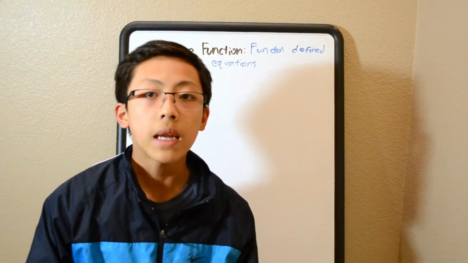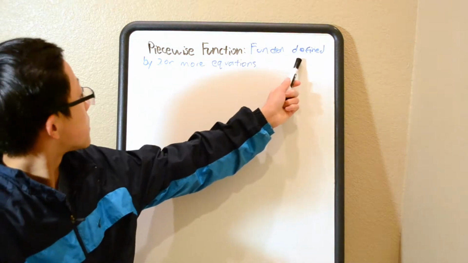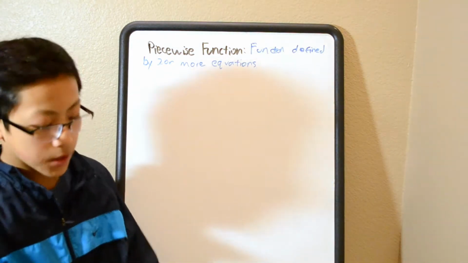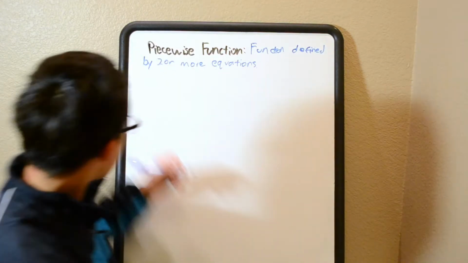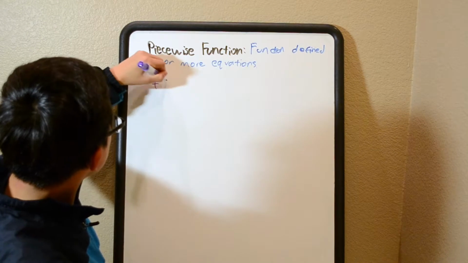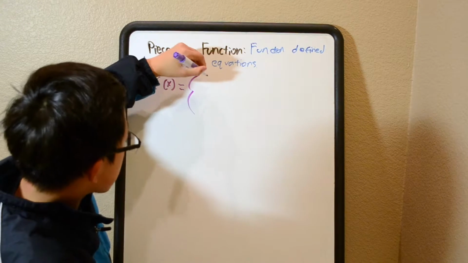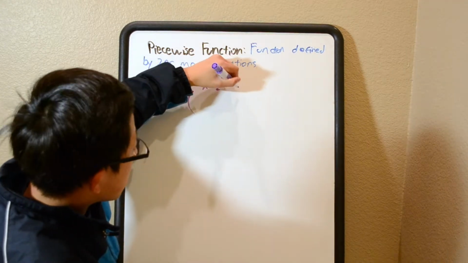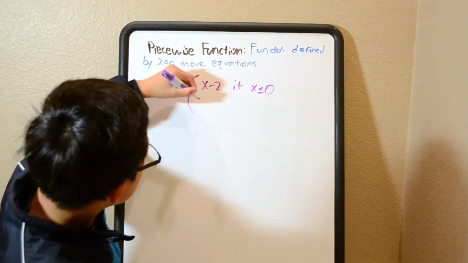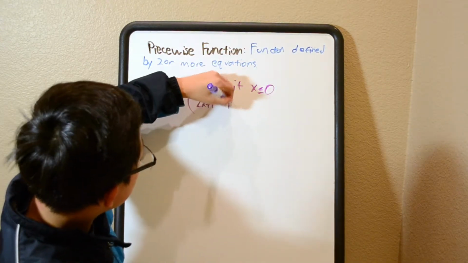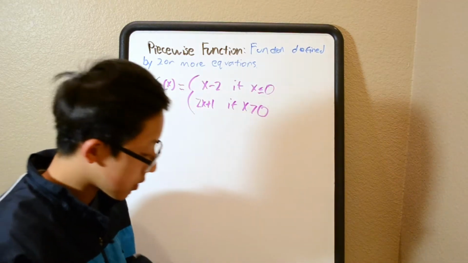So first, what is a piecewise function? Well, a piecewise function is a function that is defined by two or more equations. So let me give you an example of a piecewise function. f of x is equal to x minus 2 if x is less than or equal to 0, and 2x plus 1 if x is greater than 0. So I'm going to draw that.